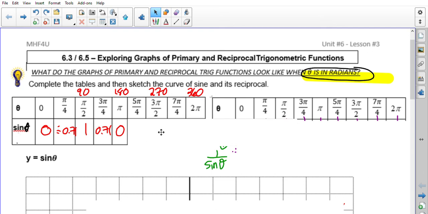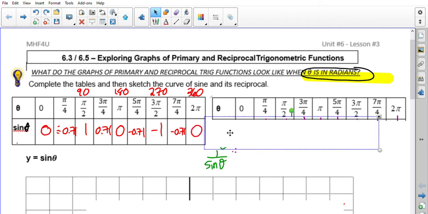Sine 5 pi over 4, negative 0.71. Sine 3 pi over 2 goes to negative 1. Sine 7 pi over 4, back to negative 0.71, and sine 2 pi should take you back to 0.